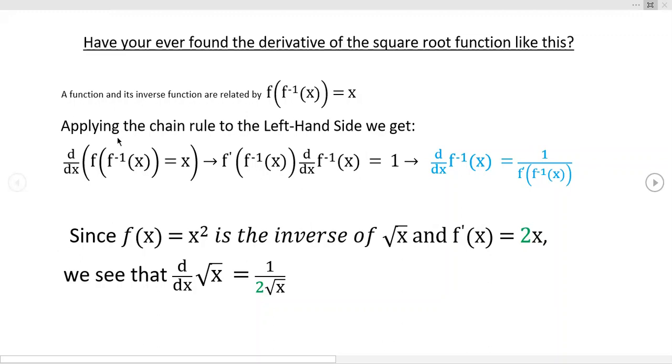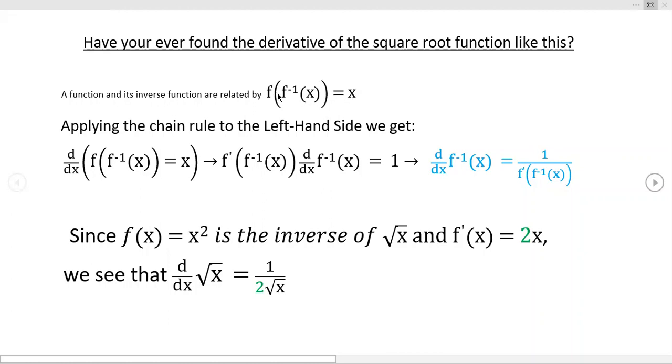Now, this result right here states that if you compose a function with its inverse, you always get x back. The simple example is if f of x is x squared and f inverse is the square root of x, well, squaring the square root of x gives you x back. And this is just a general truth for any function and its inverse. If you compose a function with its inverse, you're going to get x back.